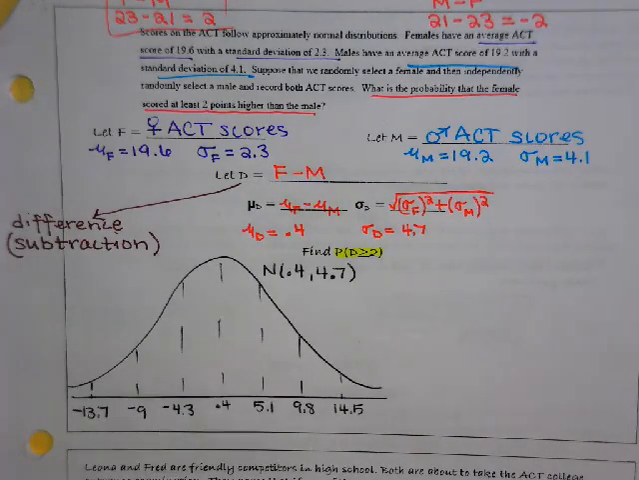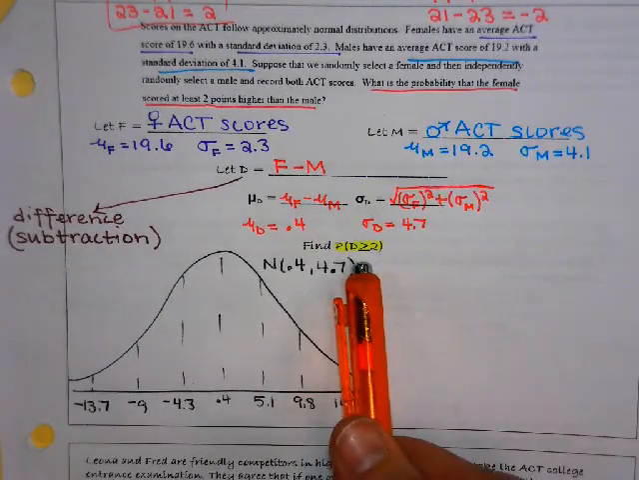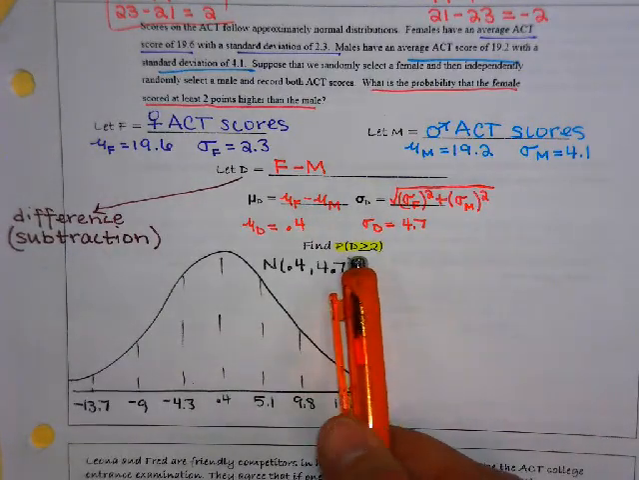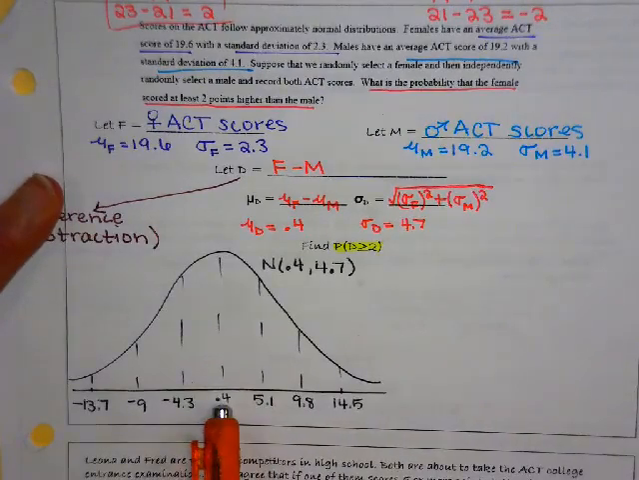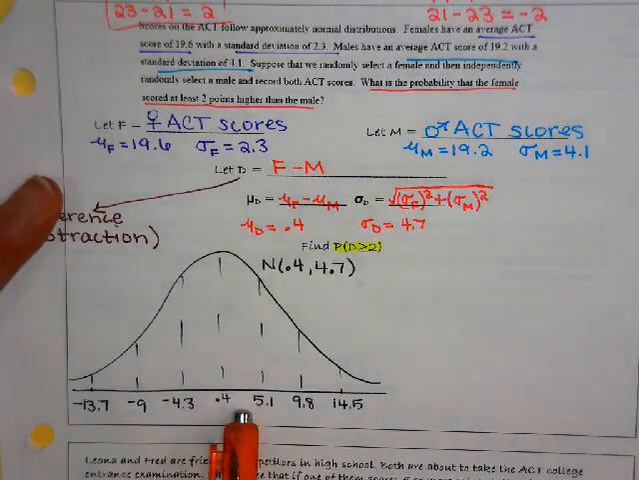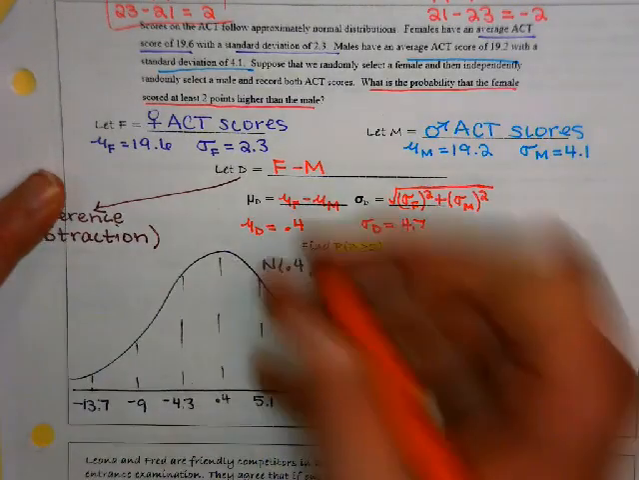All right, so we want to find the probability the difference is greater than or equal to 2. So 2 is somewhere between 0.4 and 0.5, maybe a little closer to 0.4. I don't know. We'll say it's there-ish. And greater than 2 would be over here. So we're looking for that area.